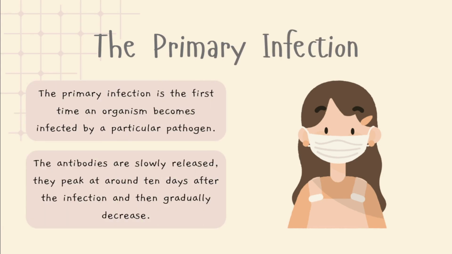Now, primary infection. The primary infection is when the body encounters a pathogen for the first time. During this stage, antibodies are produced slowly. They reach their peak after about 10 days and then gradually decrease.